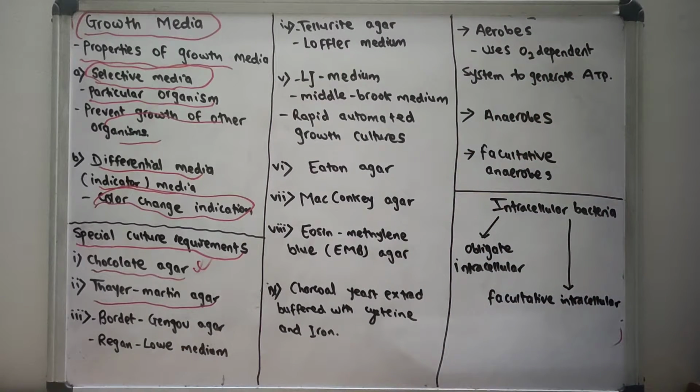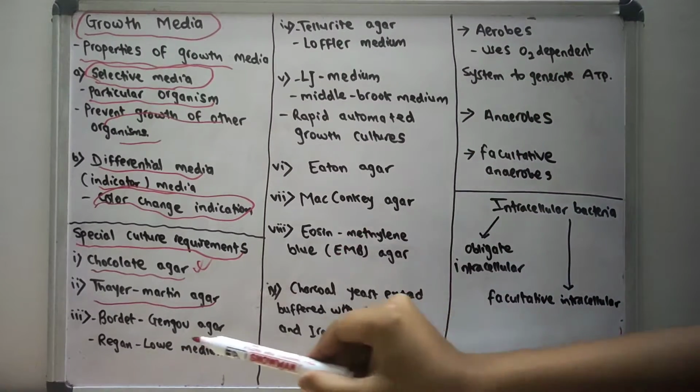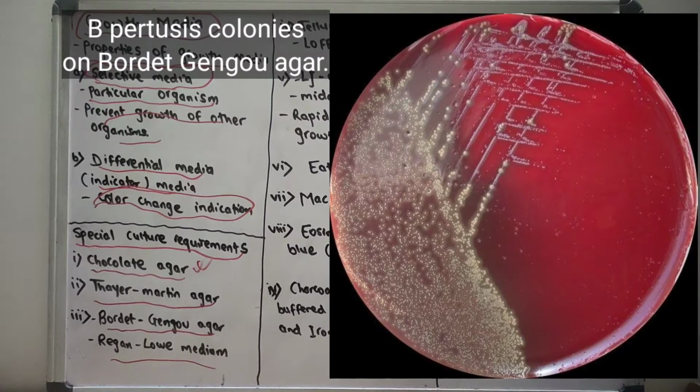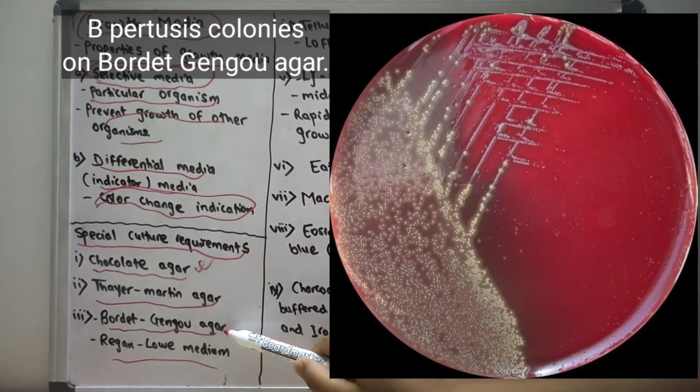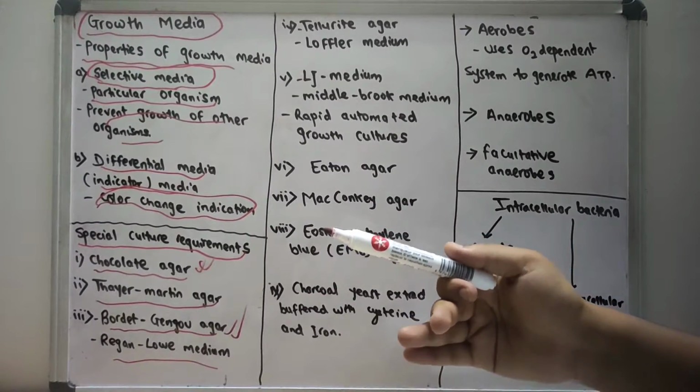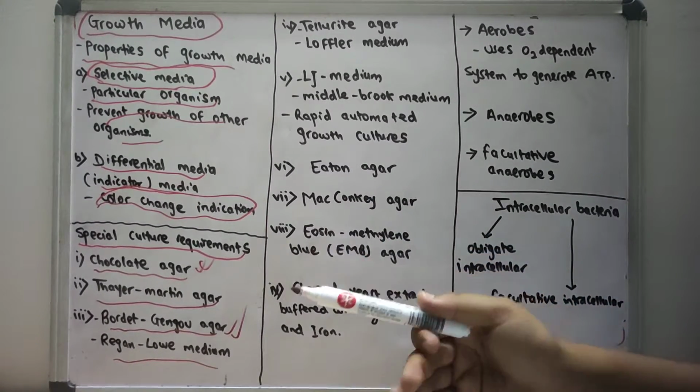Now let us discuss the Bordet-Gengou agar and Regan-Lowe medium. The Bordet-Gengou agar and the Regan-Lowe medium are specifically used for Bordetella pertussis. The Bordet-Gengou agar specifically contains potato extract, and the Regan-Lowe medium contains charcoal, blood, and various antibiotics. Pertussis is cultured on the Bordet-Gengou agar or Regan-Lowe medium.